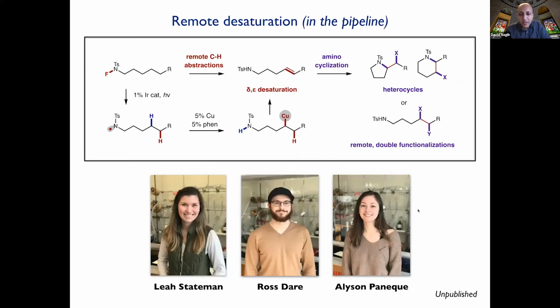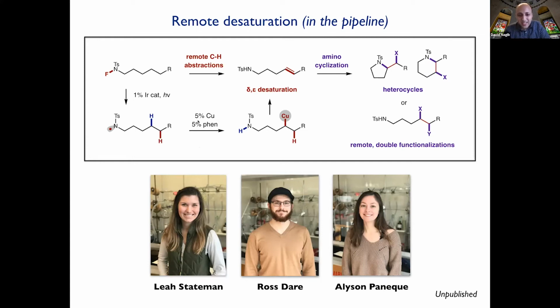And so looking forward, what the team is currently working on, still unpublished, is the work of Leah, Ross, and Allison, reaching the final stages here. I mentioned to you that the ligand on copper is really important to reduce the NF bond. One way we've been working on to get around that is using these iridium photocatalysts to reduce the NF bond, and then simply after HAT, trapping with copper and any type of ligand we want.